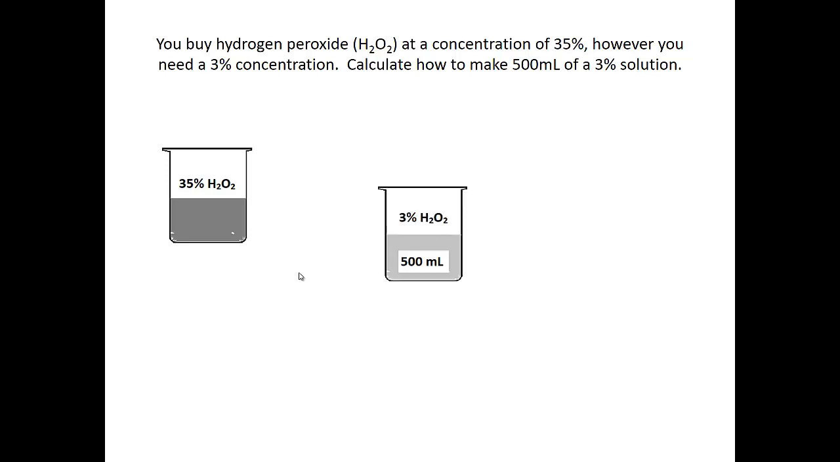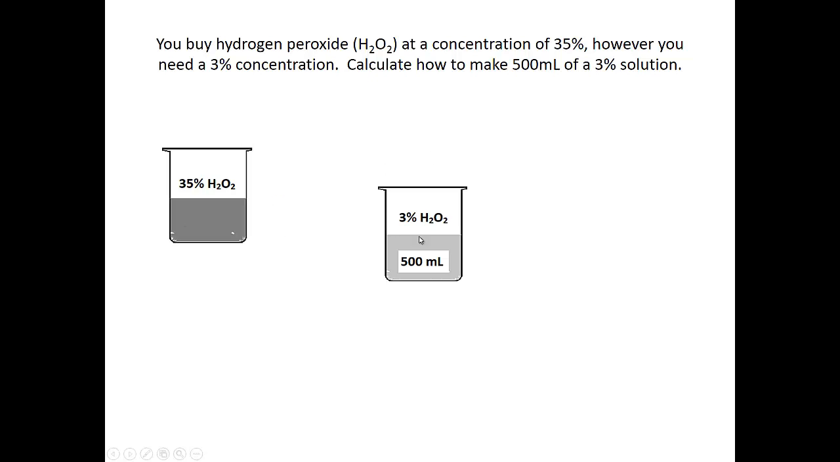All right, next question. This is a basic dilution question, so we're just doing a one-part dilution. It says you buy hydrogen peroxide, H2O2, at a concentration of 35%. However, you need a 3% concentration. Calculate how to make 500 milliliters of a 3% solution.